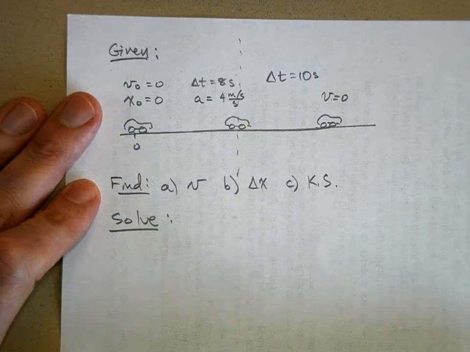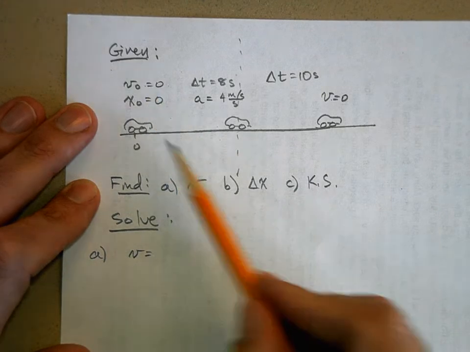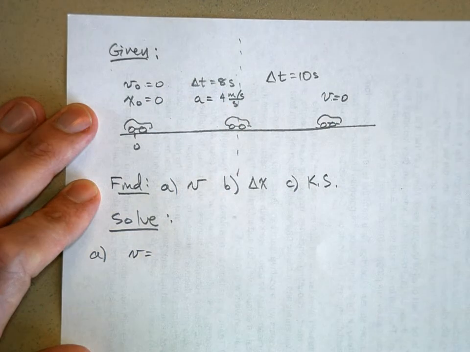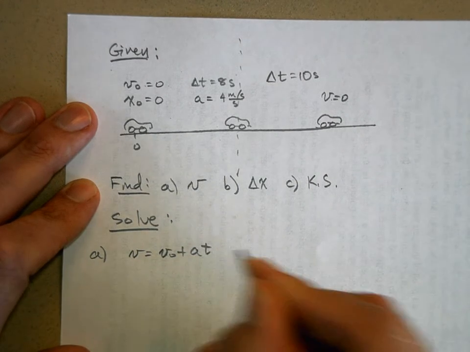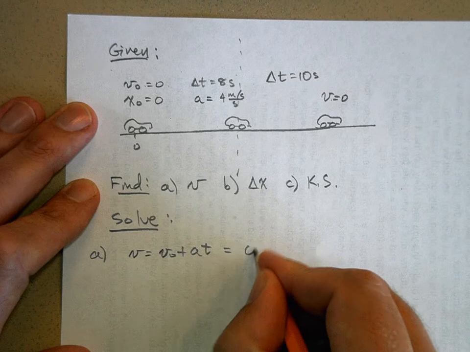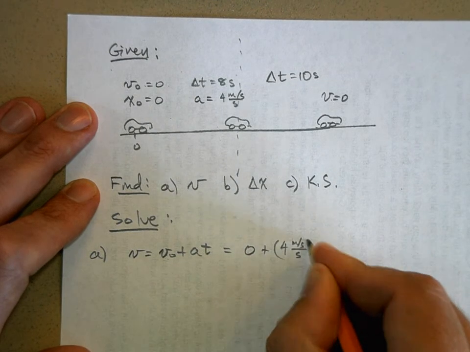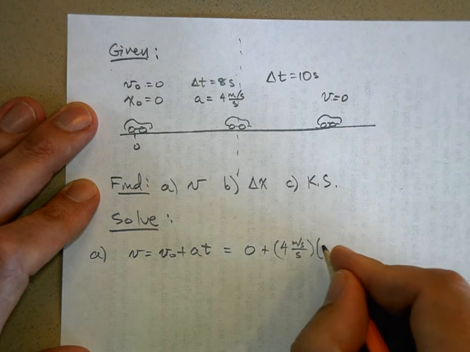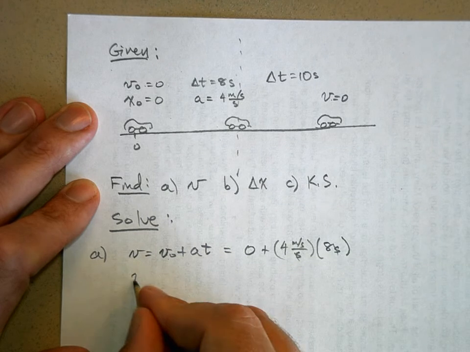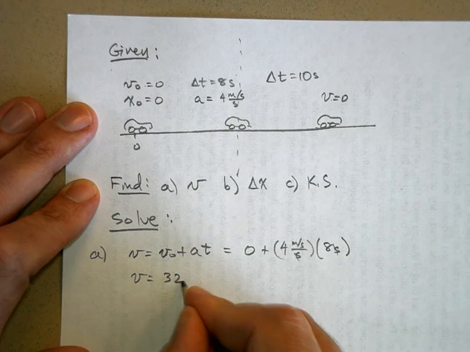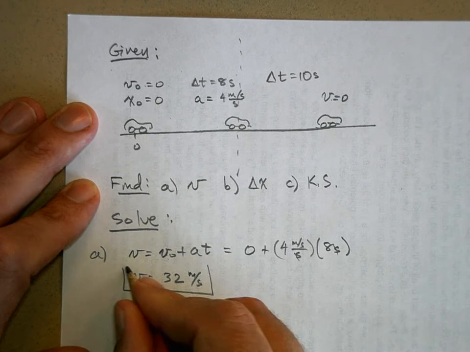We've got the final velocity. Well, what do we know? We know the initial velocity, the time, the acceleration. We're trying to find the final velocity. Use the first kinematic equation. Plug in your numbers. 0 plus 4 meters per second every second times time, 8 seconds. Seconds cancel seconds. Notice I include units. 4 times 8 is 32, last time I checked, and meters per second. So there's my answer for part A.